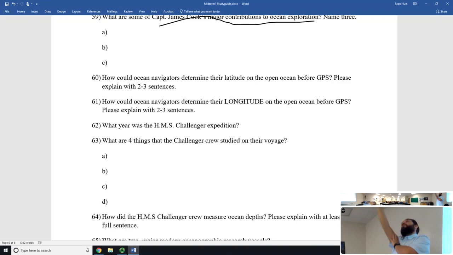If you see the North Star high up, you're at a high latitude. If you see the North Star near the horizon, you're at a low latitude. Okay, so that's one way that you can determine your latitude.